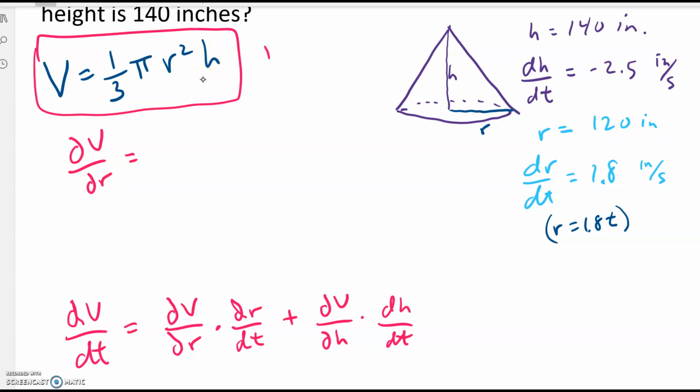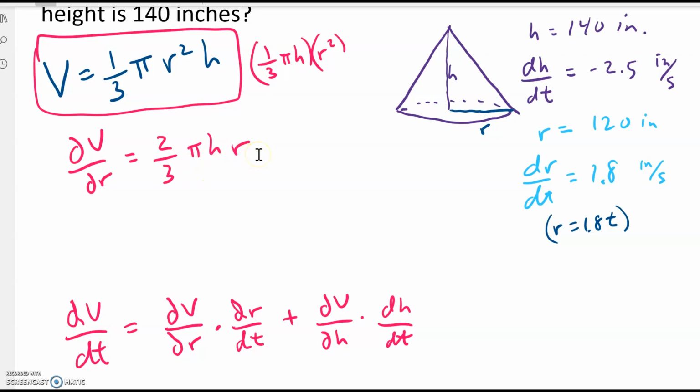Actually, let's rewrite this in this way. So 1/3 pi h is all just a constant times r squared, where r is the variable. So then just power rule, move the 2 down in front. So we have 2/3 pi h times r. Okay, and that's it for the partial derivative with respect to r.